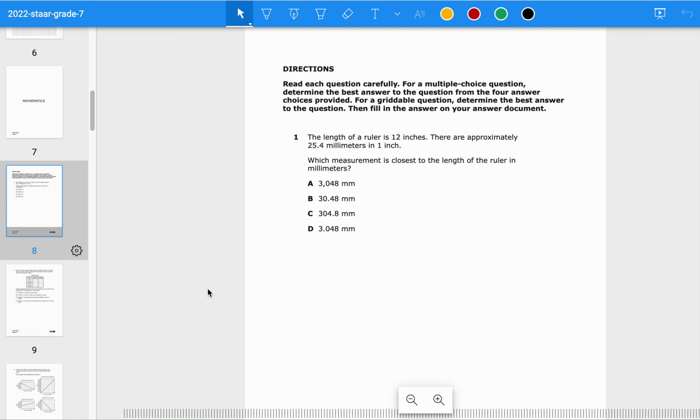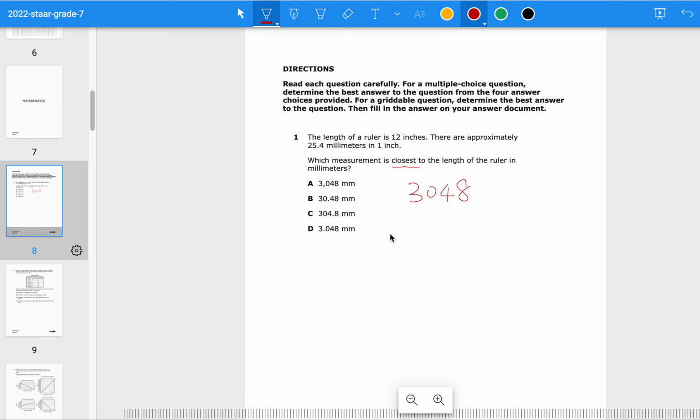Question number 1. I'll give you some time to read this question. The key point of this question is, which measurement is closest to the length of the ruler in millimeters? They're not asking you to really calculate the exact numbers, because we know the digits here will be 3048. It just depends on where you put the decimal here. Let's take an estimate of this question.